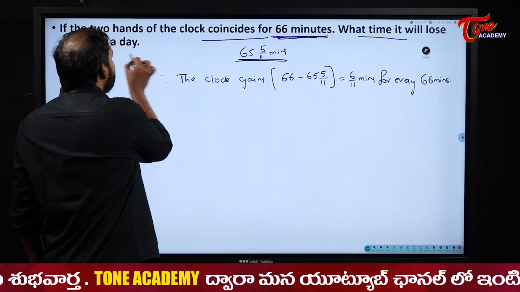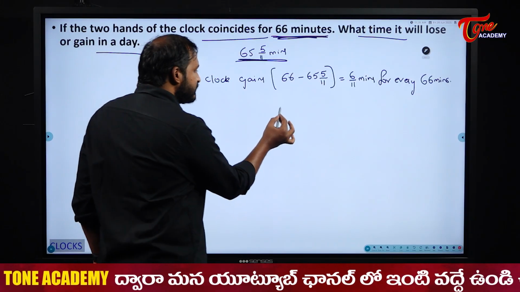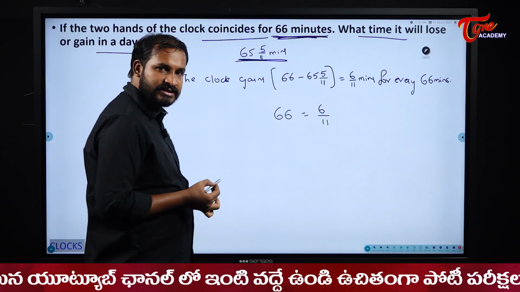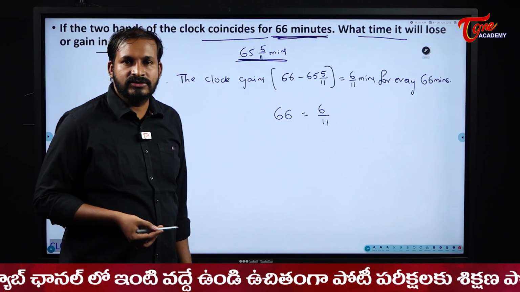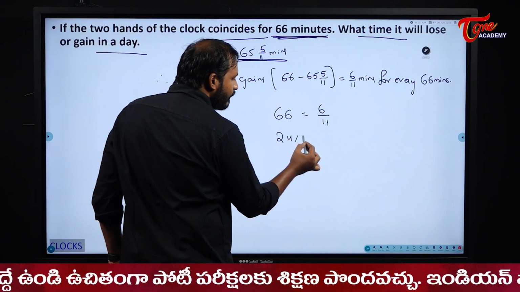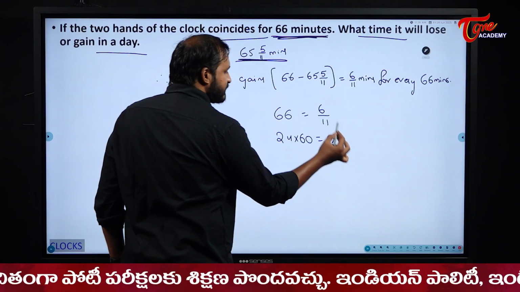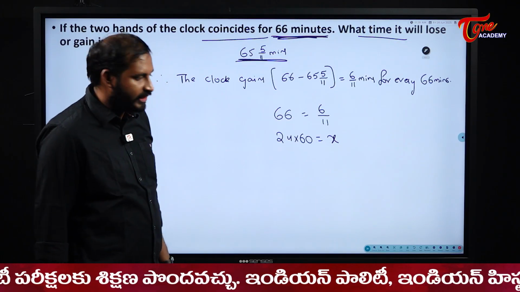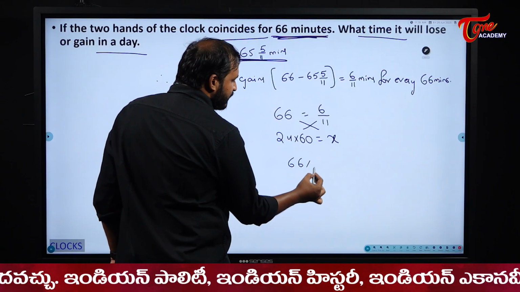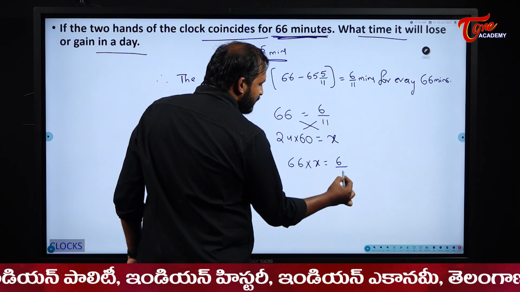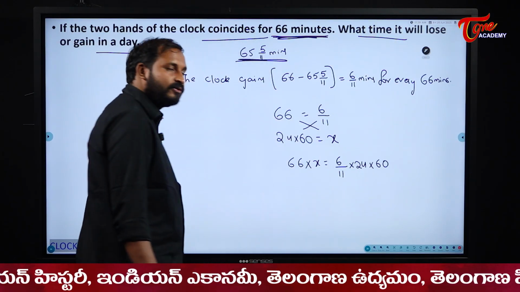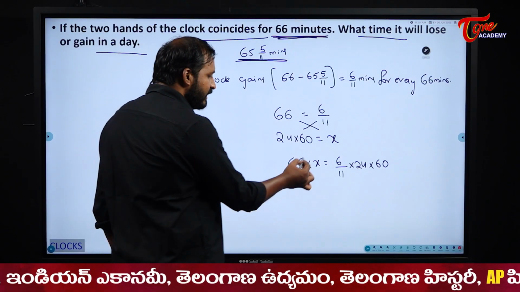But our question is for a day, right? So, now similarly, 66 is equal to 6/11. Both of these are in minutes. So, in a day means we should also write that in minutes. So, 24 into 60 is equal to some x. We don't know how much it is going to gain. Now cross multiply it, students. What are you going to get here? 66 into x is equal to 6/11 into 24 into 60. Now 11 table.